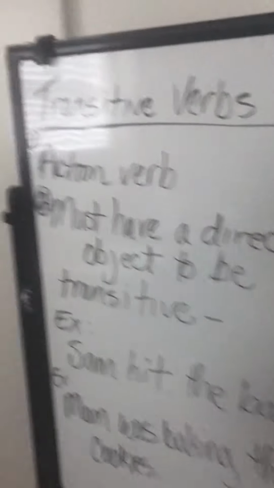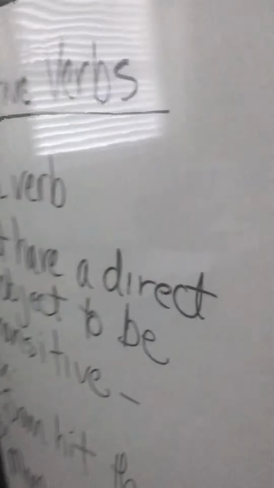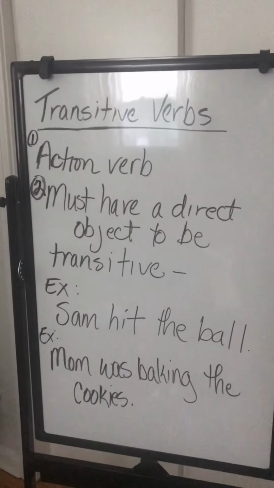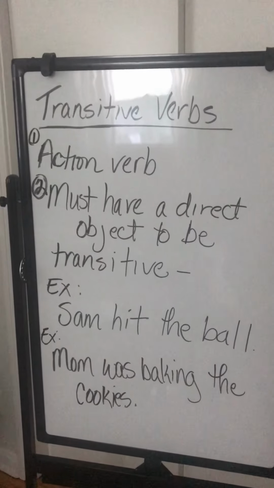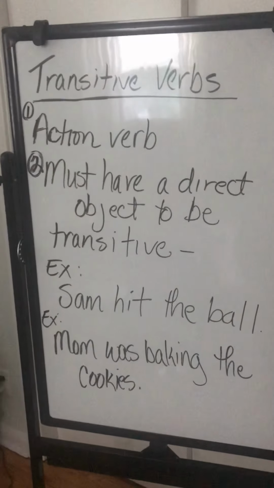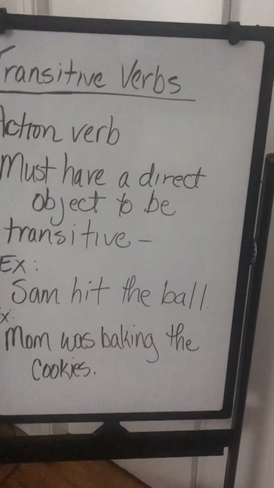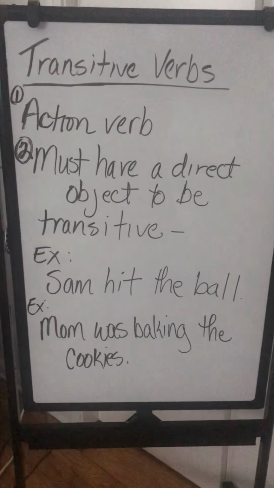So I'm going to turn this around and show you what I put on the back. You just saw my handy dandy vacuum cleaner there. Okay, so this is the whiteboard that shows some examples of transitive verbs. It says first off it has to be an action verb, which we've already talked about. And secondly, it must have a direct object to be transitive. Okay, we talked about that.